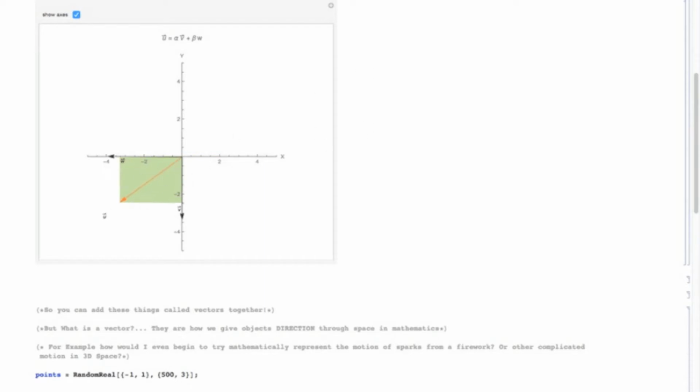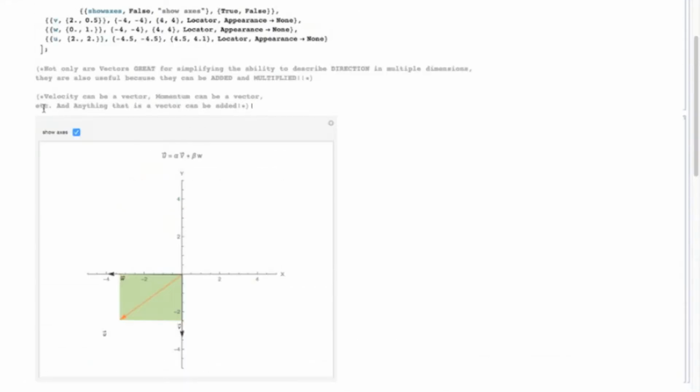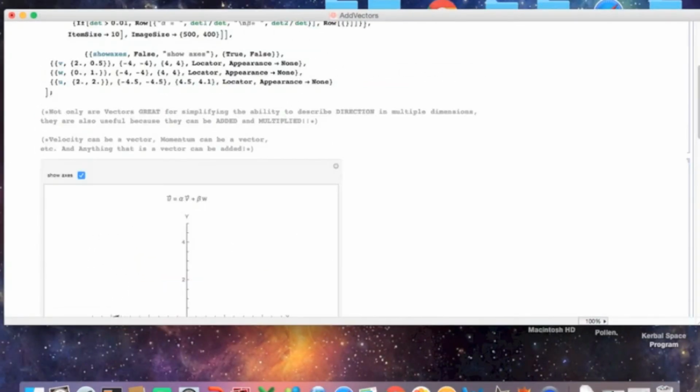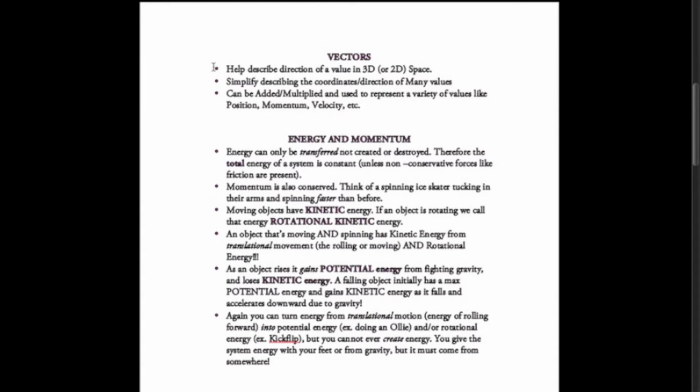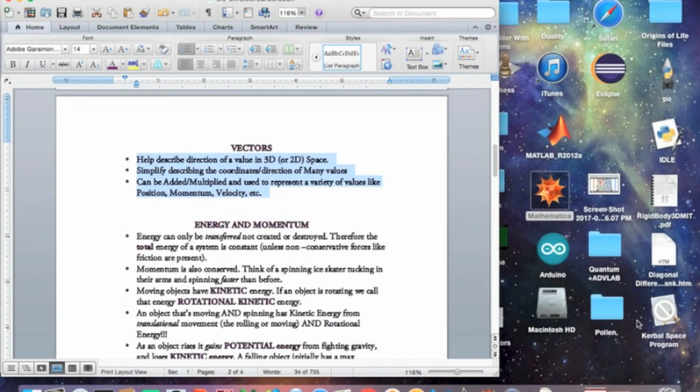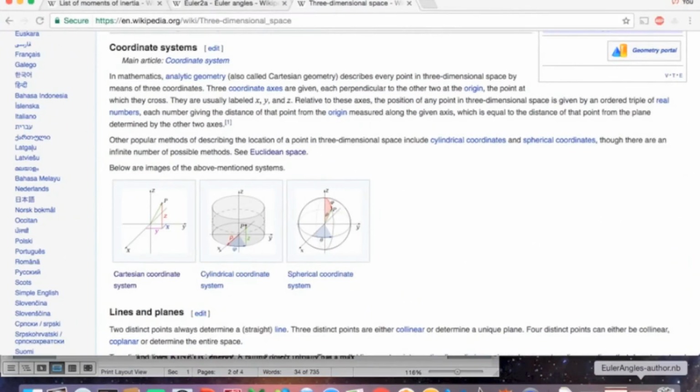Now, vectors can add, and that's important because say we have a vector representing position or momentum. Those can be added together, and the result is a combination of the 2. So if you had someone doing a backflip, for example, and you shove them, you get translational plus rotational vectors. Overall, vectors are useful because they help us describe the direction of a value in 3D or 2D space, and they simplify describing the coordinates and direction of one or many values. We also use vectors because they can be added and multiplied, so we might use them to represent things like position, momentum, velocity, etc. Thing is though, our vectors aren't always going to be represented in Cartesian coordinates.